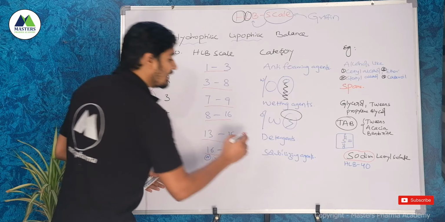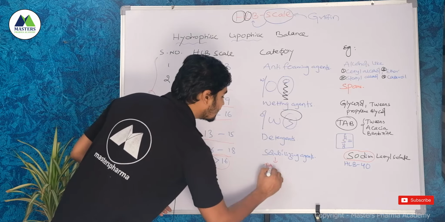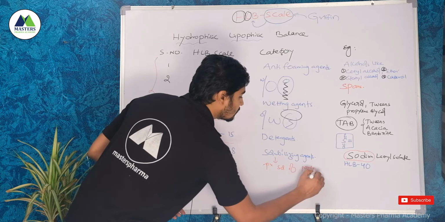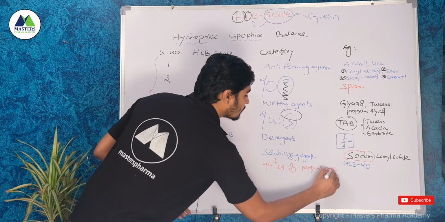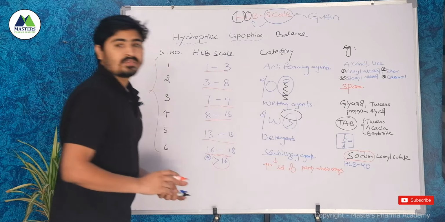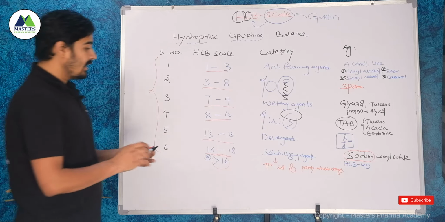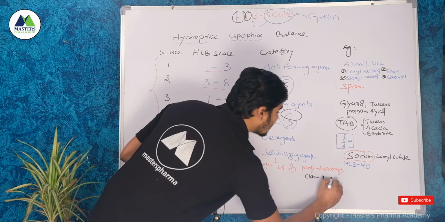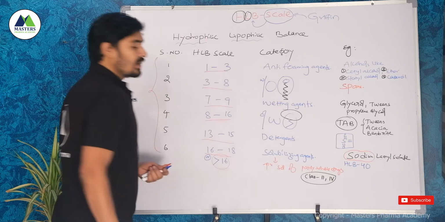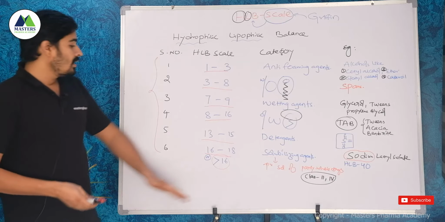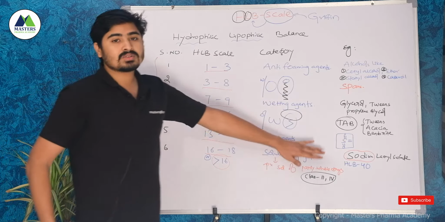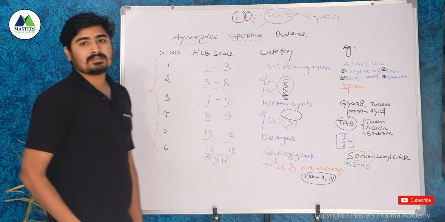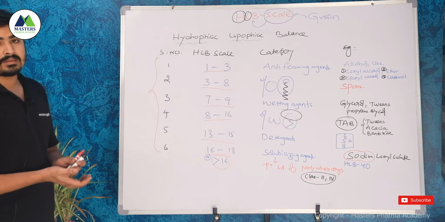And these solubilizing agents are used to increase the solubility of poorly soluble drugs. So in the BCS classification, where you find poor solubility, you will find class 2 as well as class 4. These are poorly soluble drugs. We can improve the solubility of these drugs by using solubilizing agents like sodium lauryl sulfate, where the HLB value of this SLS is 40. So this is the important scale.